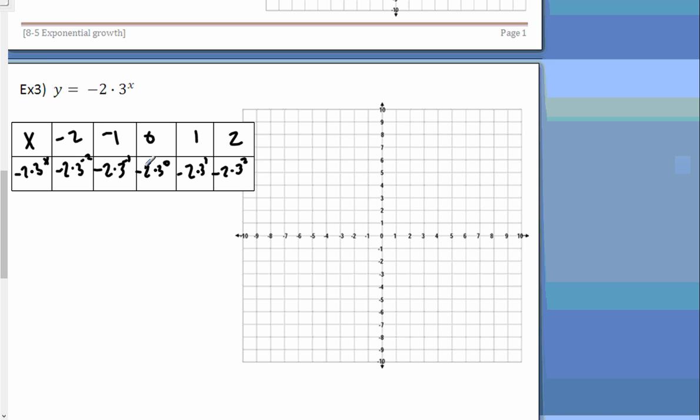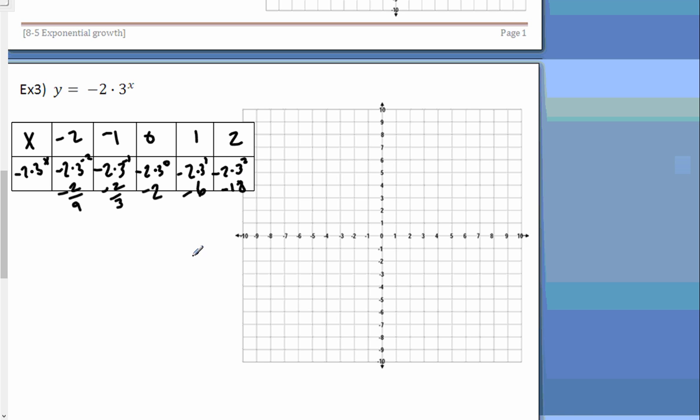All right, so let's do the math here. 3 to the negative 2 power is 1/9. So this is going to be 1/9 times negative 2, okay, which is negative 2/9. You can use a calculator for this if you want, okay? 3 to the negative 1 is 1/3, so that's negative 2/3. 3 to the 0 is 1 times negative 2 is negative 2. 3 to the 1 is 3 times negative 2 is negative 6. 3 squared is 9 times negative 2 is negative 18.